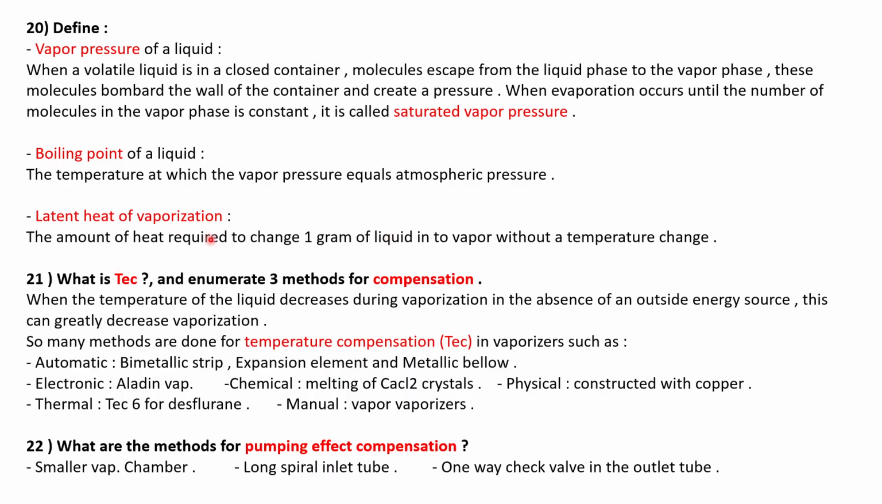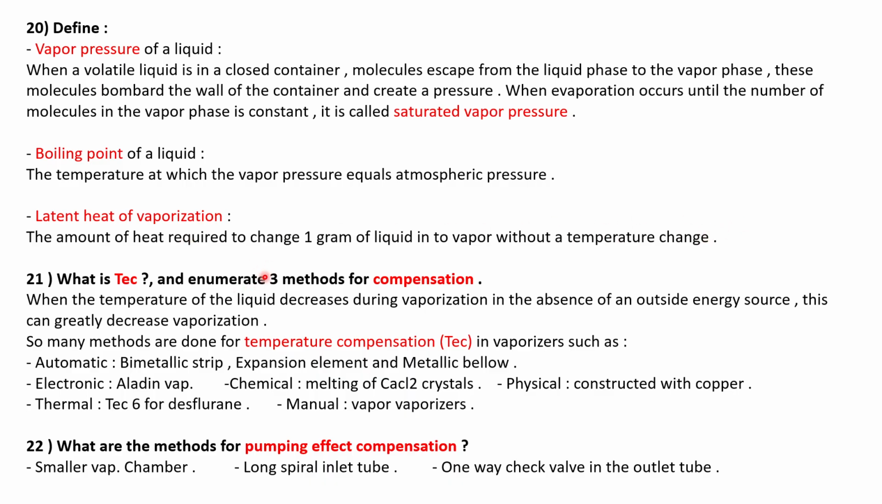Okay, and it's able to go. There is no equilibrium at the surface of this liquid. Latent heat of vaporization: the amount of heat required to change 1 gram of liquid to vapor without the temperature changing. For example, if water changes from liquid to vapor, the latent heat of vaporization at 100 degrees is the amount of heat required to change 1 gram at 100 degrees centigrade.